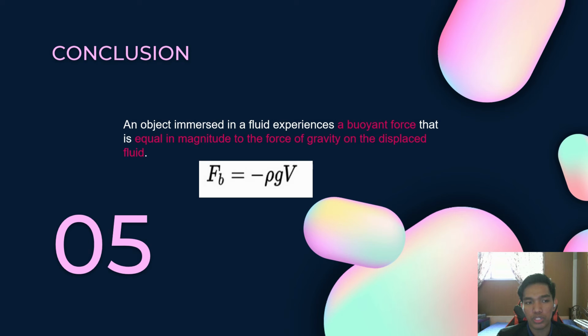As the conclusion, it is true that an object immersed in a fluid experiences a buoyant force that is equal in magnitude to the force of gravity on the displaced fluid. But then we go back to the goal of the experiment, where we have to investigate the relationship between the weight of the object and the buoyancy. Yes, it is relatable if we investigate based on the floatability of the objects, because when considering only the buoyant force, the weight of the object does not affect the buoyant force at all.